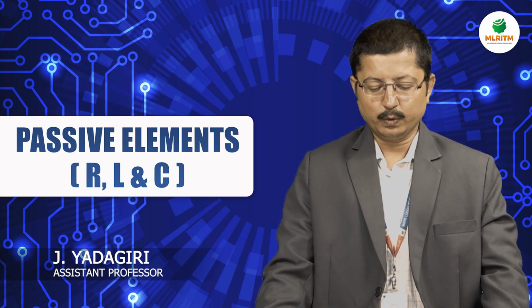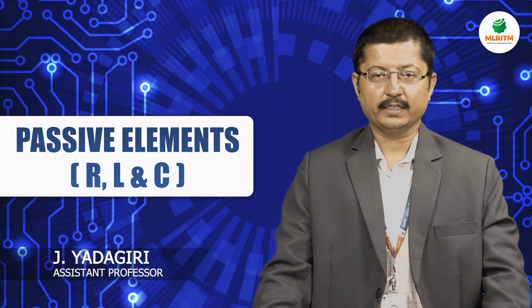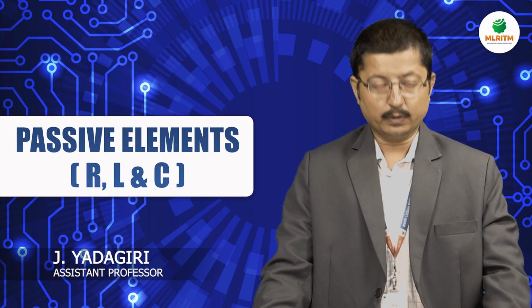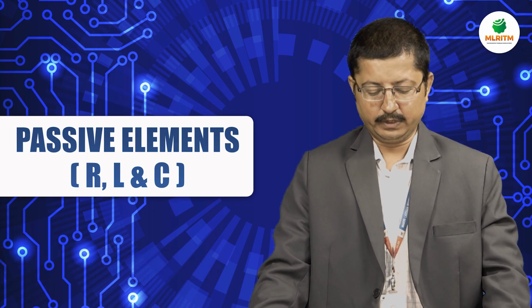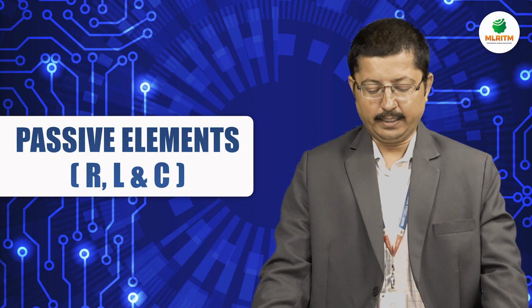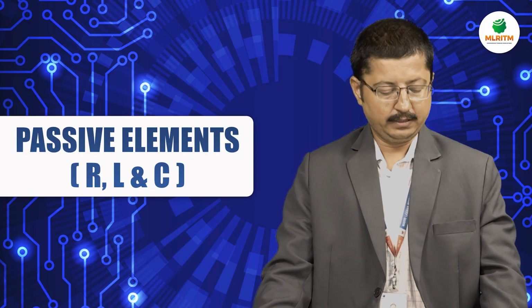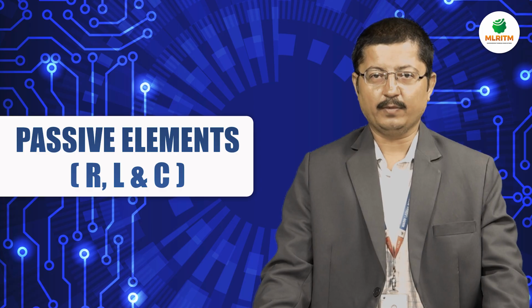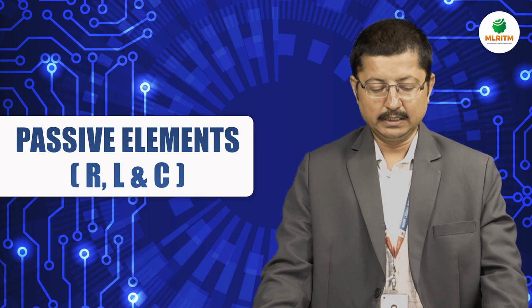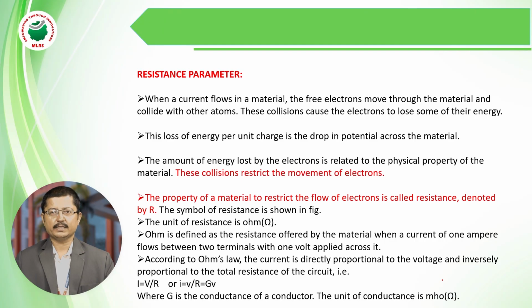Hello. So welcome to lecture number 4 on electrical circuits 1. So today we are going to discuss the topic that is passive elements. The elements are resistor, inductor and capacitor. So first we will discuss the resistance parameter.